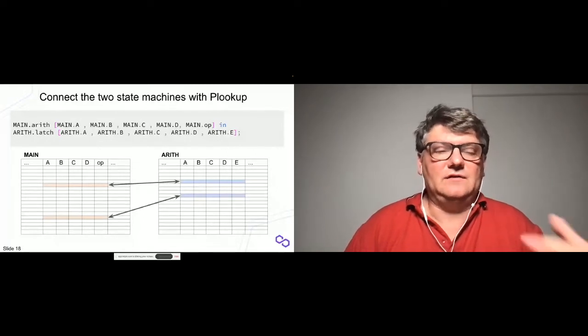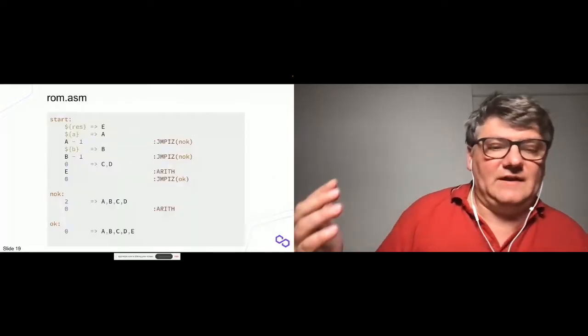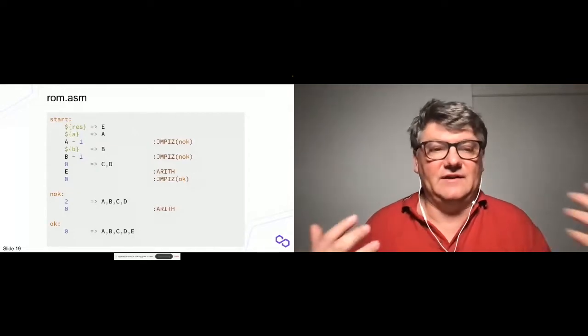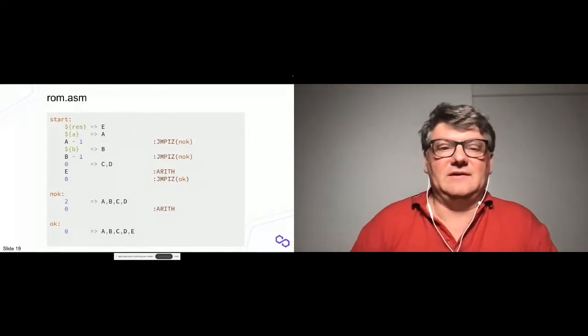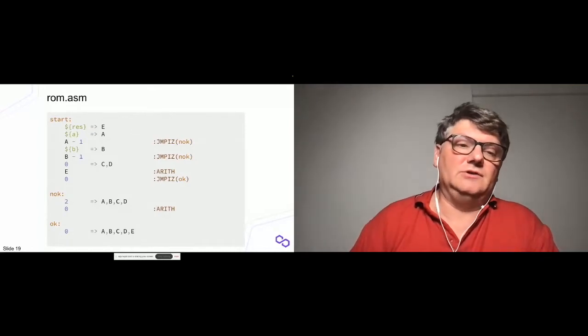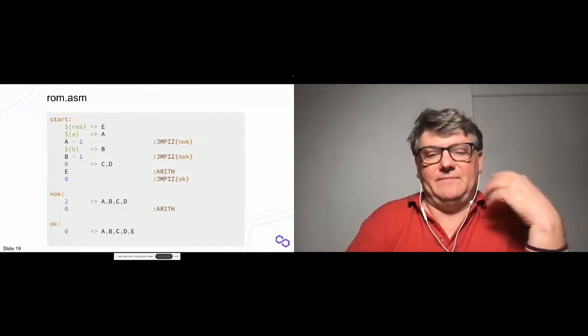This is how it would be, for example. We have a processor, and if you have a processor, then we have a kind of assembly. Here is an example of how this assembly would look. When you see the $res, $a, these are the free inputs.